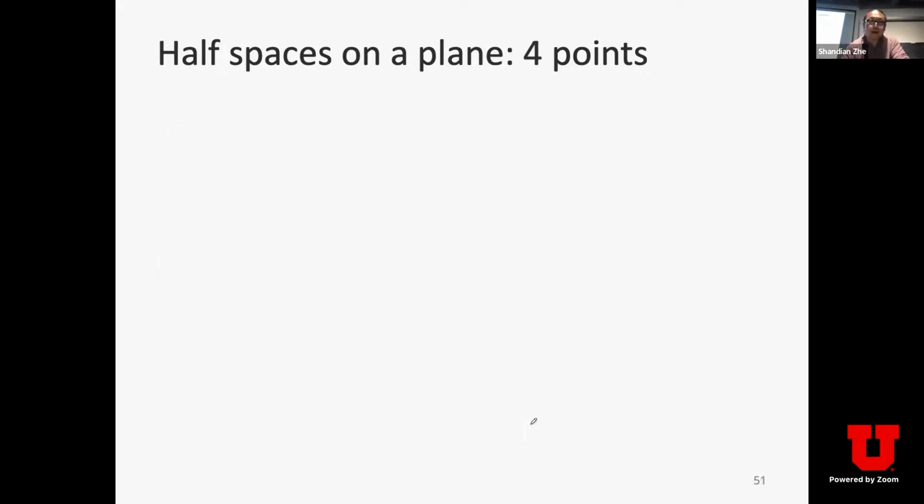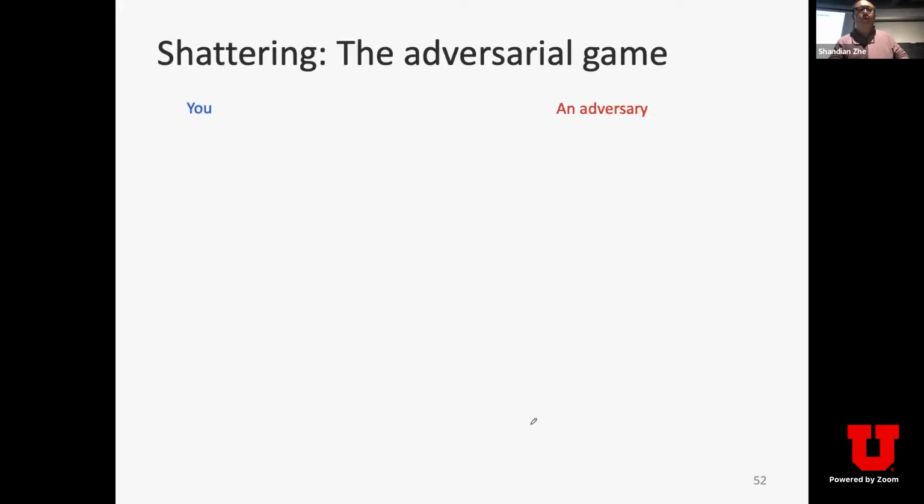And then we want to ask, well, can half spaces shatter 4 points, and so on. For 4 points, you have to enumerate 16 possible labelings. That's really tedious. But let's first not worry about whether you're able to draw all 16 labeling schemes and find lines. We can view it in general as an adversarial game for shattering, considering you and an adversary.